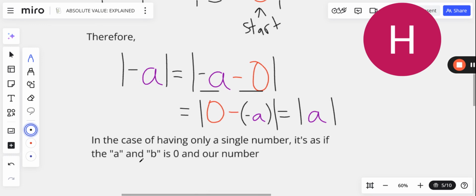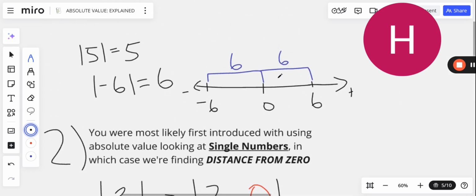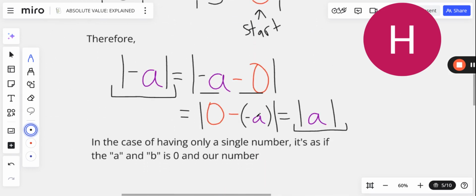So it's kind of as if the a and b is just 0 and whatever number we're looking at. And that tells us that the absolute value of the negative is the same as the absolute value of the positive. That's kind of what I showed you on the number line above as well. But I wanted to put it in symbols so you can see how that's working.